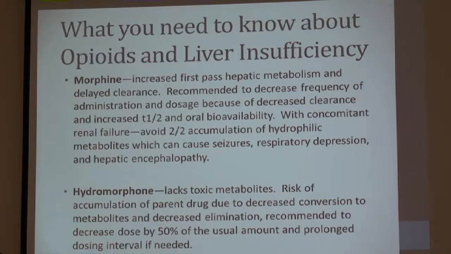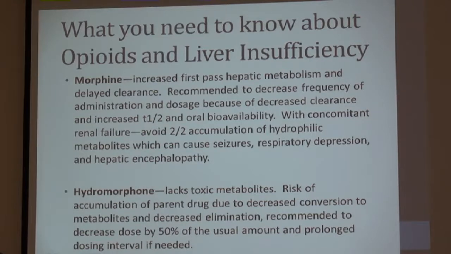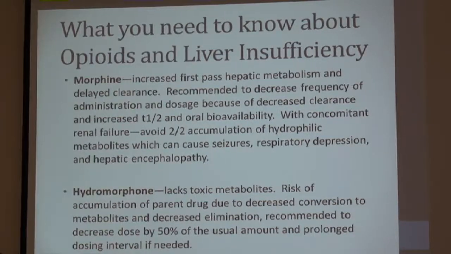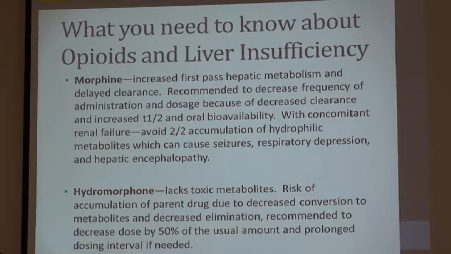But also with hydromorphone, when someone has liver insufficiency, it lacks toxic metabolites. There is a risk of accumulation of the parent drug, in other words. So the same thing, you should decrease the dose by 50% of the usual amount and use prolonged interval dosing. And so that's something you have to kind of adjust for the patient. So you may start at, instead of every 4 hours like you normally would do, you may want to start at every 6 hours and see how they do.